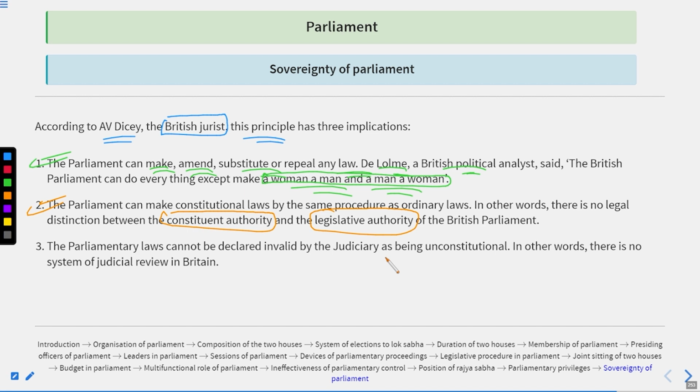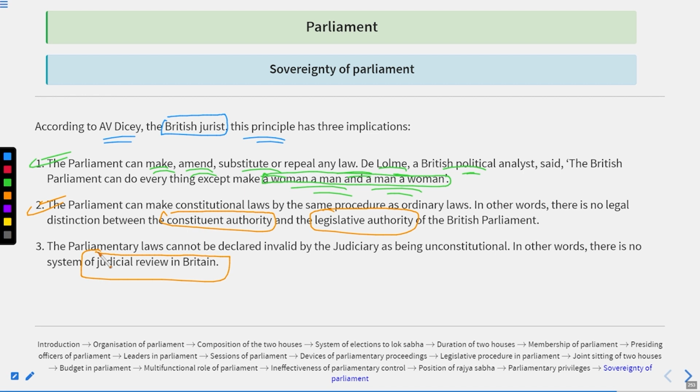After this, parliamentary laws cannot be declared invalid by the judiciary as being unconstitutional. Why? Because there is no system of judicial review in Britain. If we talk about India and the USA, how does the judicial system work? They have the constitution, everything is written down. They take the bill and the legislation, the course of action exercised by the legislature, match it with the written provisions of the constitution, and then interpret whether the thing is constitutional or not.